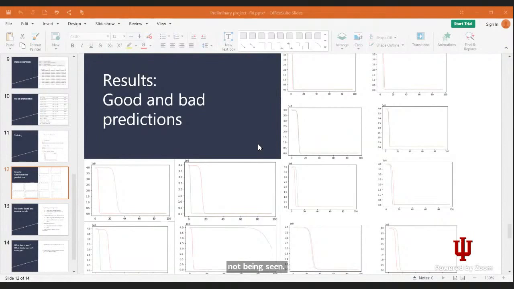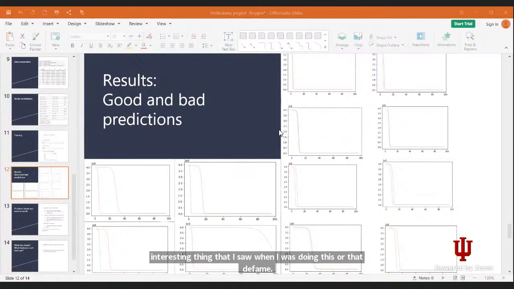And adding on to that, one interesting thing that I saw when I was doing this was that different variables are getting trained differently, and the errors are different for different variables.